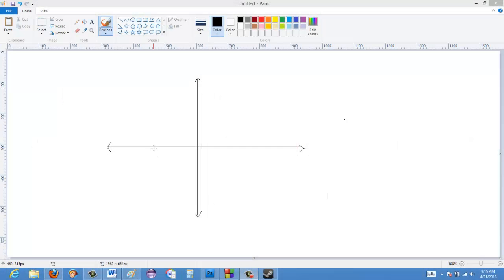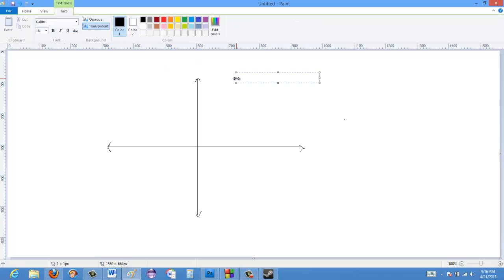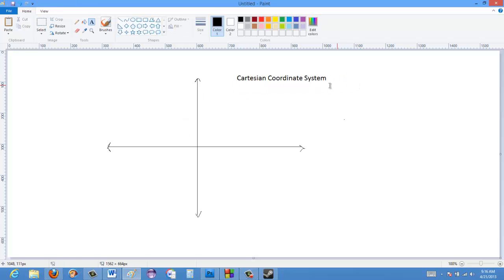Okay, I wanted to do a quick video on the Cartesian Coordinate System. The Cartesian Coordinate System is a method developed by René Descartes on how to locate items or places on a plane. Before this, there were a lot of other ways you can do this, but this is probably the most popular way of locating places.